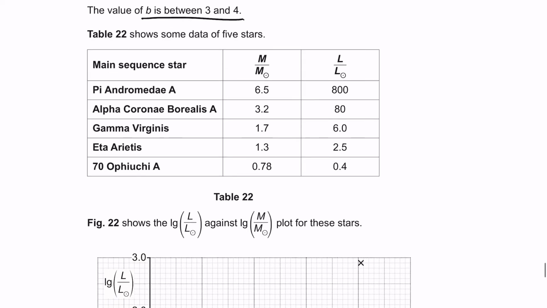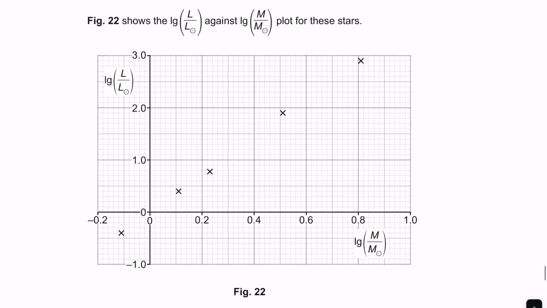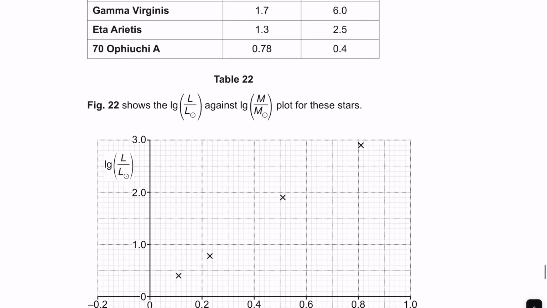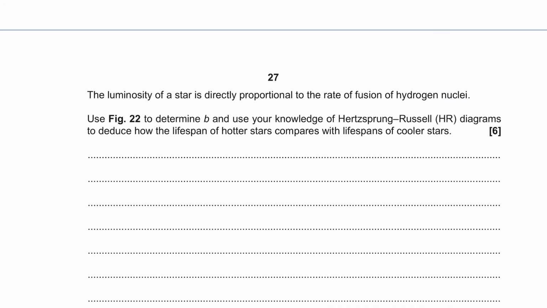So let's see, we're given some information about 5 different stars, and also given a diagram, a graph, and let's check out what the question is asking. Okay, so it says luminosity of a star is directly proportional to the rate of fusion of hydrogen nuclei. Okay, use figure 22 to determine B and use your knowledge of HR diagram to deduce how the lifespan of hotter stars compares with that of the cooler stars.